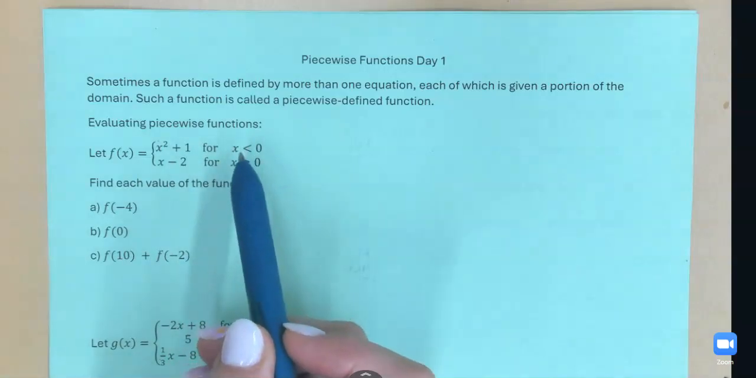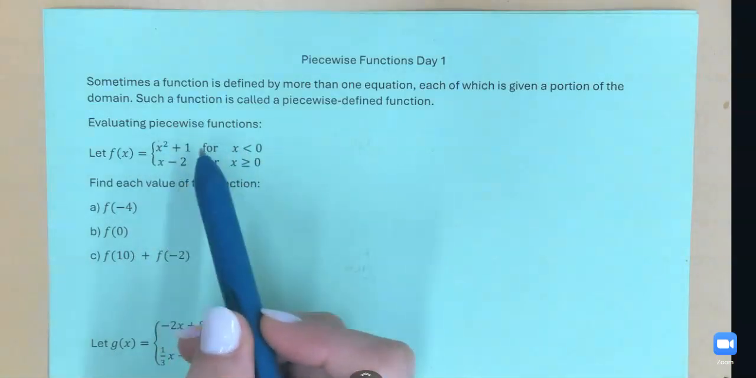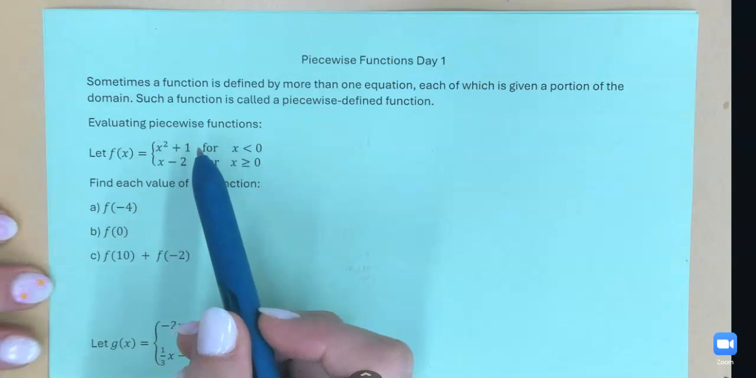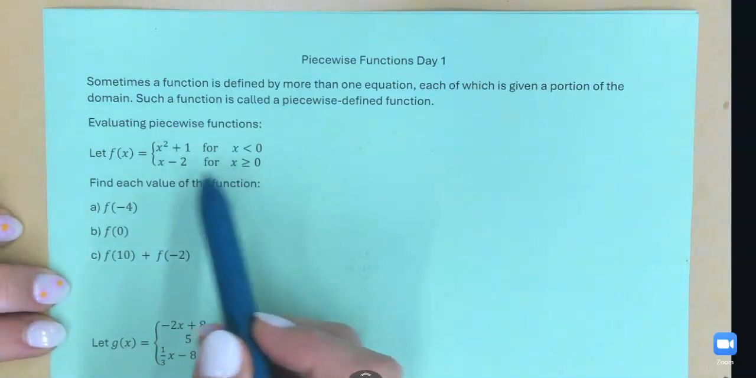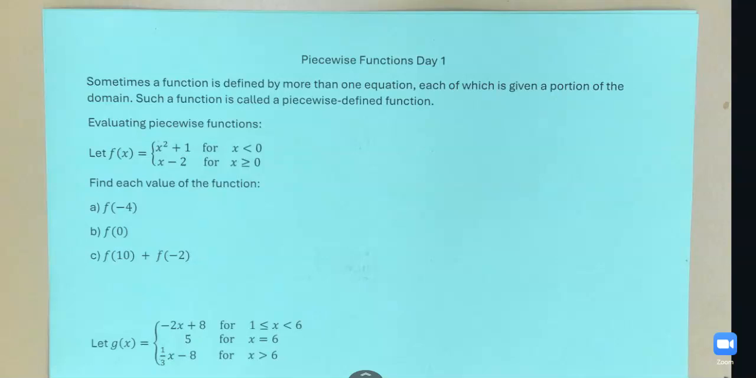So for this first one, I have two equations in my function. When I have x values less than 0, I am going to use the equation x squared plus 1. And when I have x values greater than or equal to 0, I'm going to use the equation x minus 2. So first we are just going to evaluate these algebraically. And when you're evaluating these, your first and foremost step is going to be deciding which equation you use.